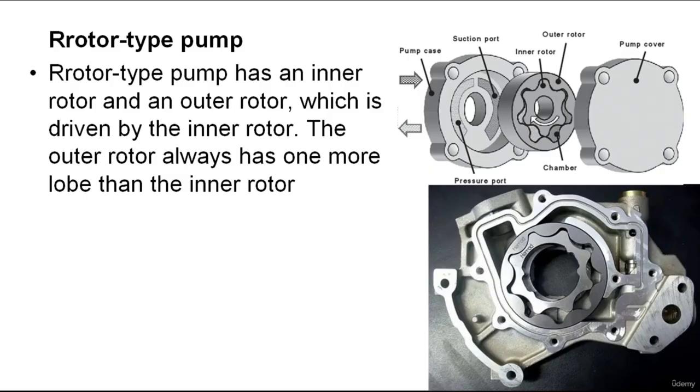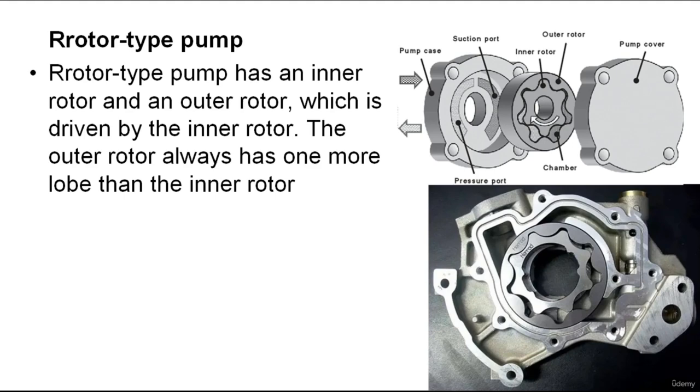The most commonly used oil pumps are the rotor and gear types. A typical rotor type pump has an inner rotor and an outer rotor, which is driven by the inner rotor, and the outer rotor always has one more loop than the inner rotor.